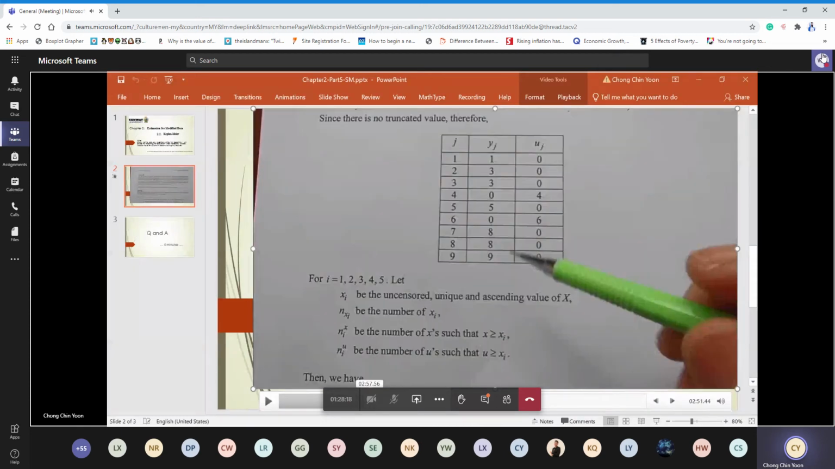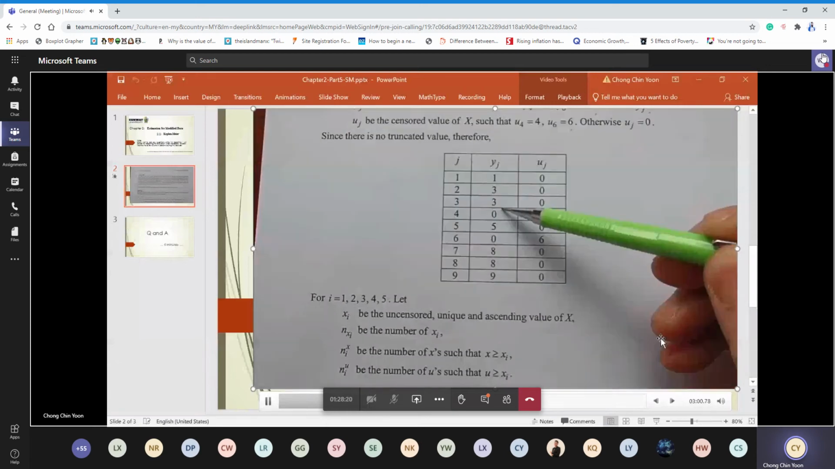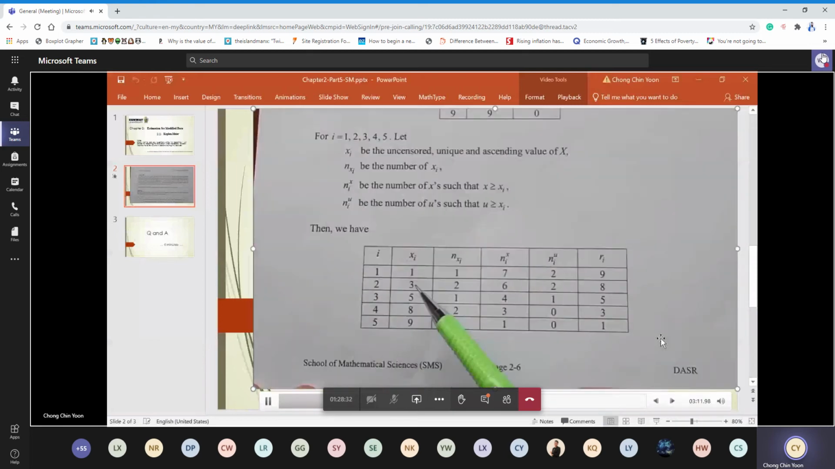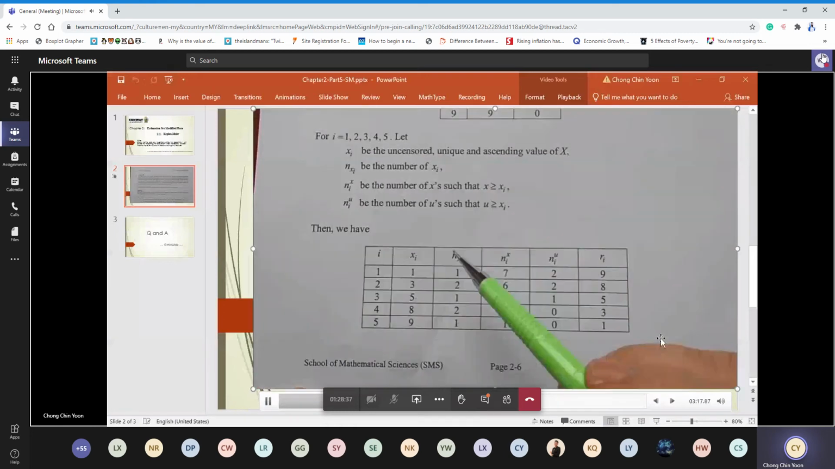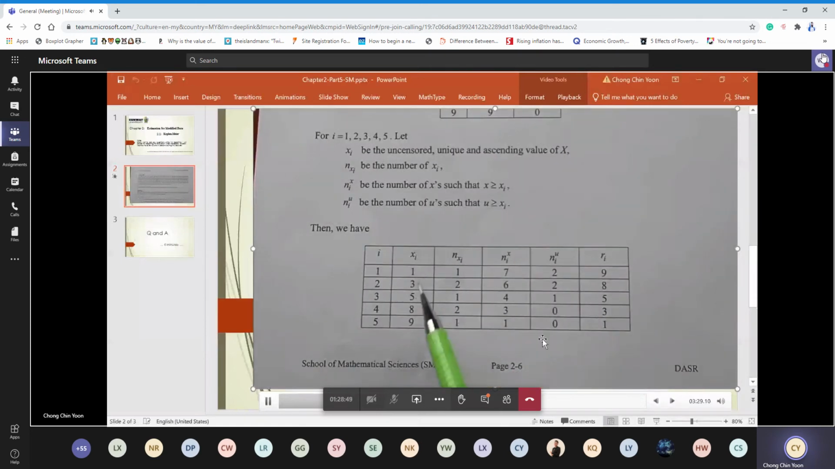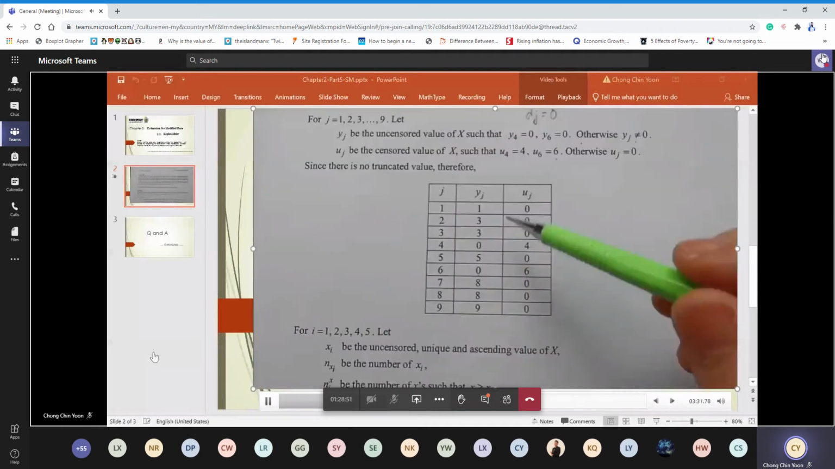We have 3, which is repeated twice, and also 8 repeated twice. The rest are just 1. So this is our x value, that is 1, 3, 5, 8 until 9, with the number of observations for each xi here. You can see that this xi is distinct and also ascending. Remember, our xi is actually also the uncensored value, collected from the y.